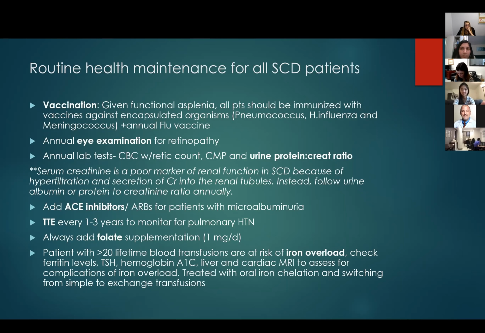We usually follow them with ferritin levels, but they can present with endocrinopathies. So we check their TSH, hemoglobin A1C. If they have really high ferritin levels, more than 1,000, you do a liver MRI, and if they have any cardiac symptoms, you do a cardiac MRI.